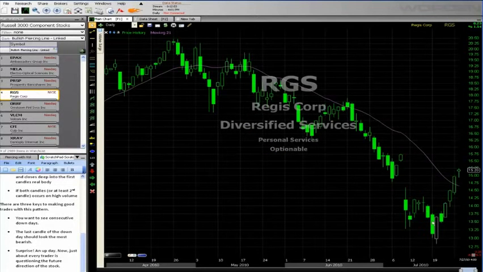This is a great example here. You get the gap down after this long downtrend. You get a very nice bullish candle way up into the bearish candle and a really nice reversal after that.